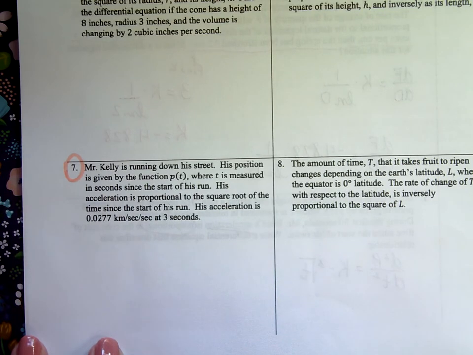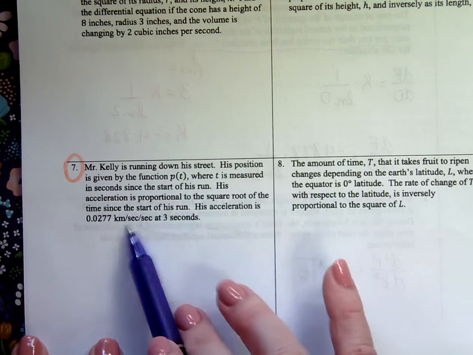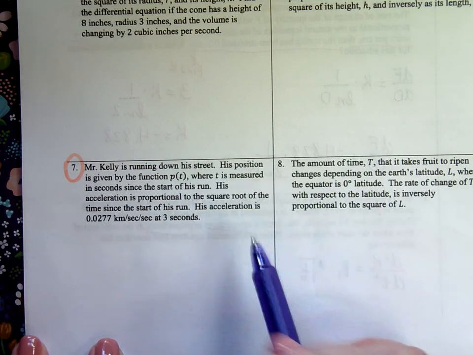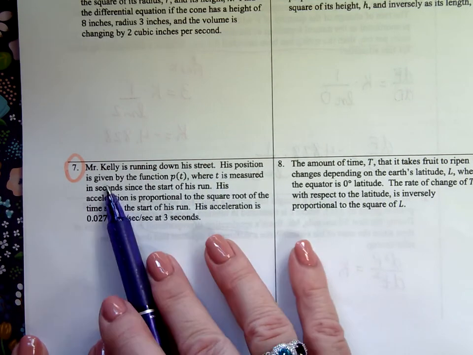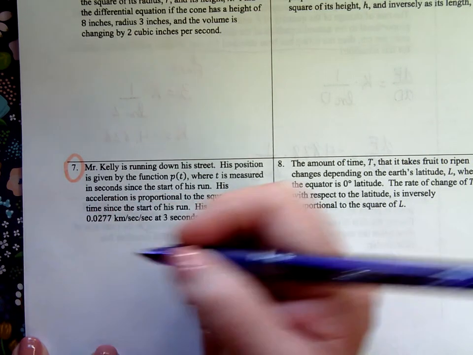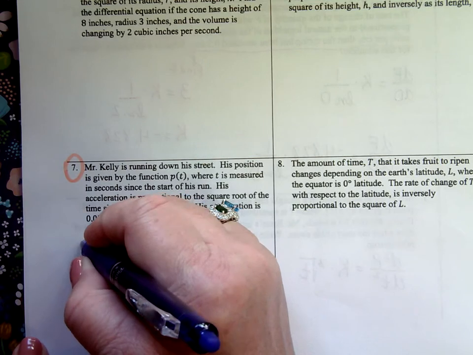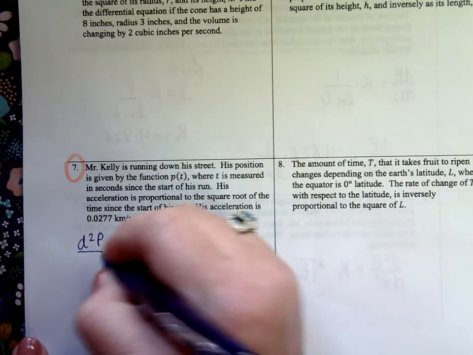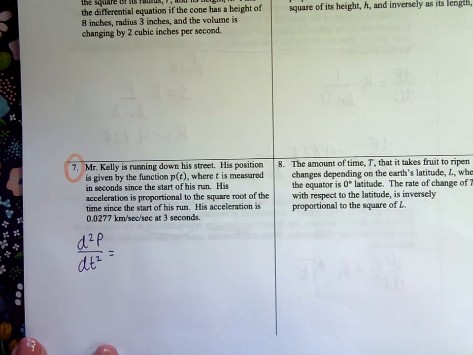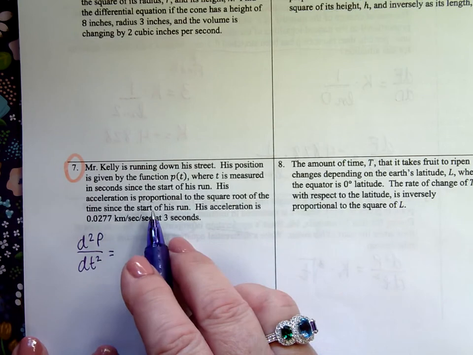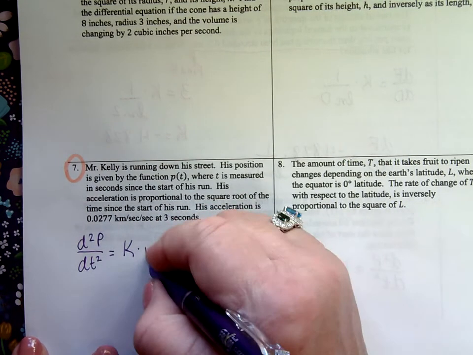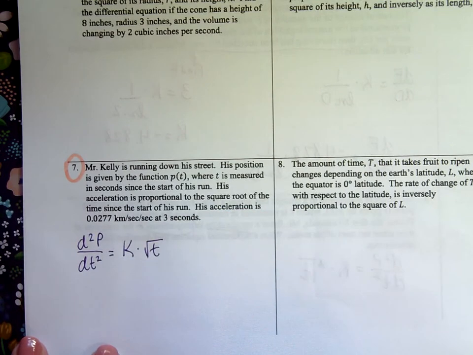In other words, this time they want you, since they gave us this information with the 2 pieces, to be able to find what k is. So they're kind of saying that without saying that. But let's start at the beginning. His position is given by yada yada. His acceleration, we want the second derivative. So we're looking for, like we did in that last example, d squared p over dt squared, which is the notation that we use for acceleration, equals proportional, k times the square root of the time since he started his run.